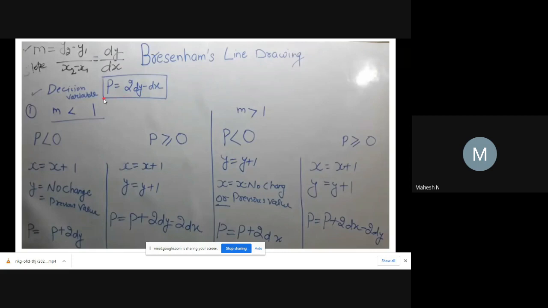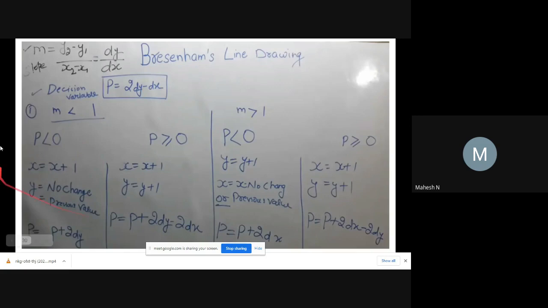If this decision variable turns out to be positive, that is greater than or equal to 0, or if it is less than 0, that is negative, you follow a different procedure. If this decision variable turns out to be negative, that is p less than 0, you will follow this procedure. If it turns out to be positive, you will follow this procedure.